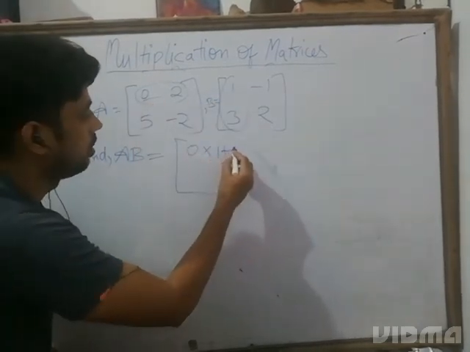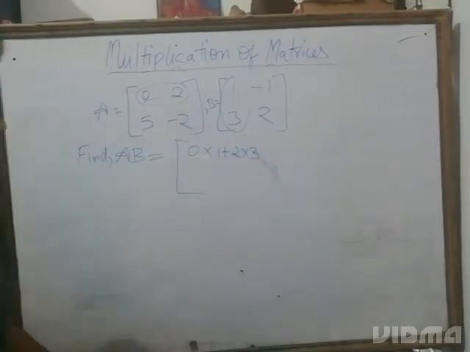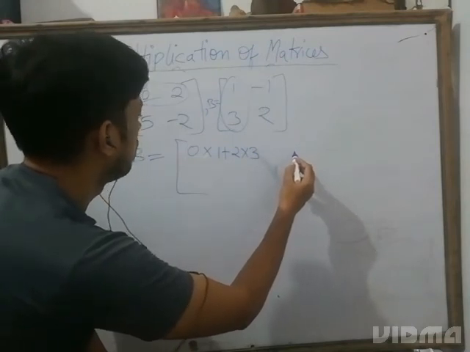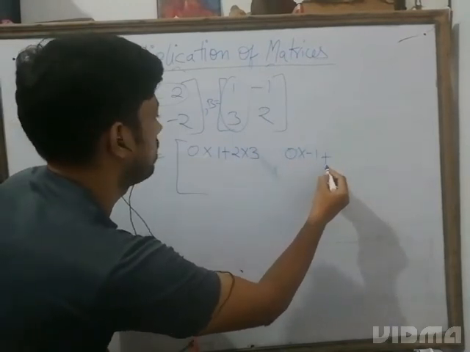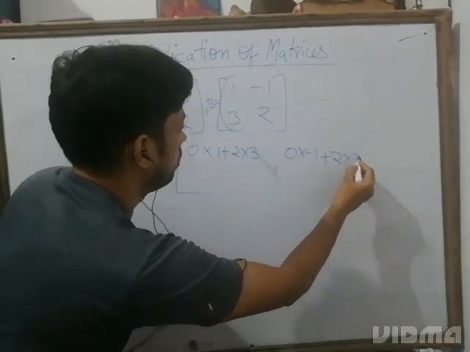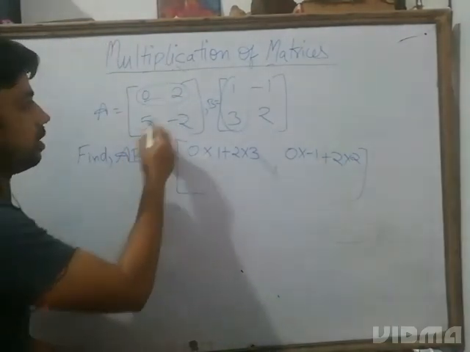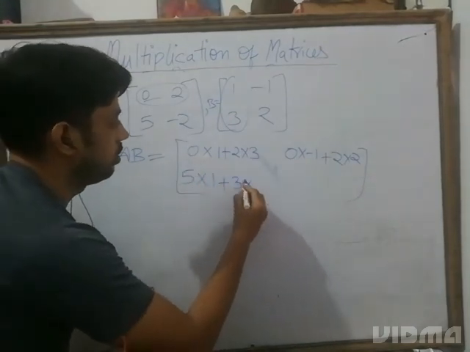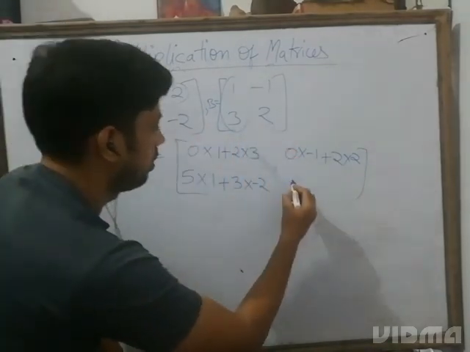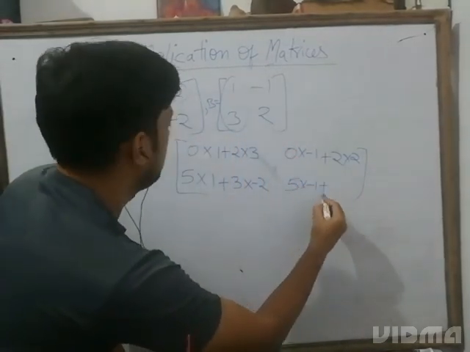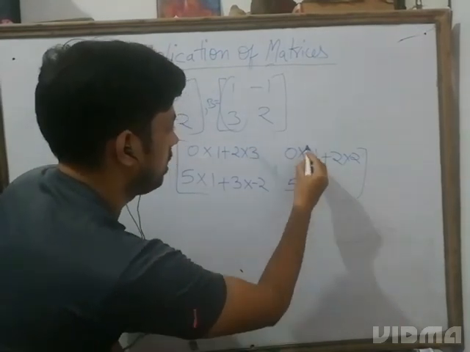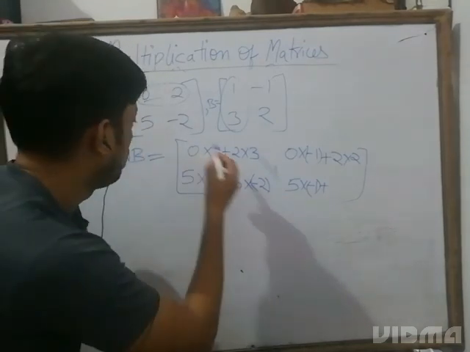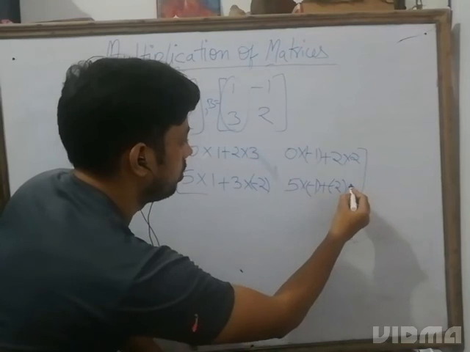0 into 1 plus 2 into 3, and 0 into minus 1 plus 2 into 2. Then 5 into 1 plus 3 into minus 2. Then 5 into minus 1 plus 3 into minus 2 into 2. Put the numbers having minus signs into brackets.